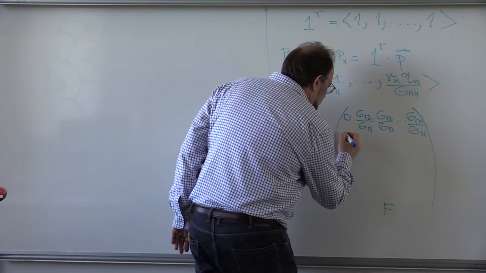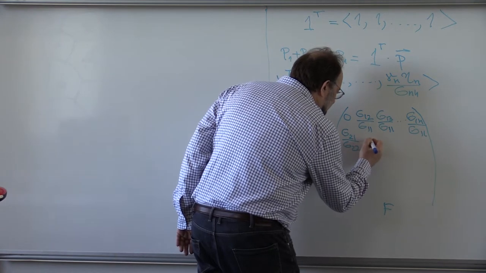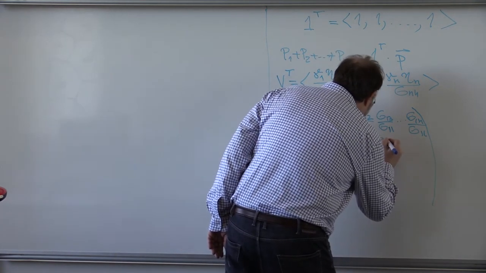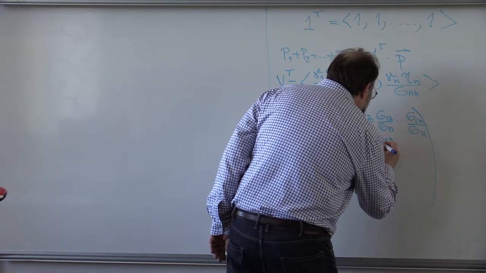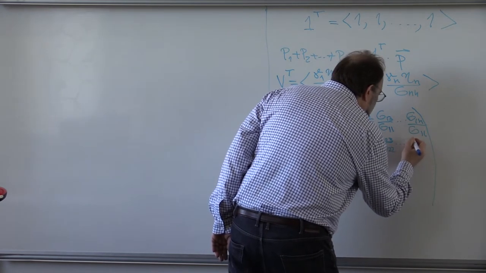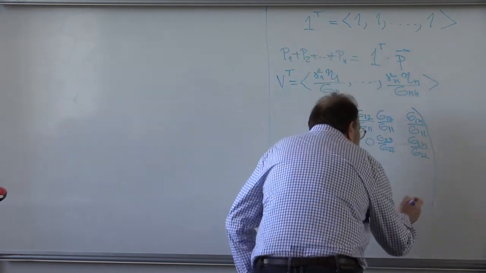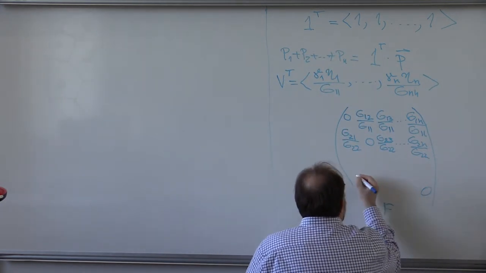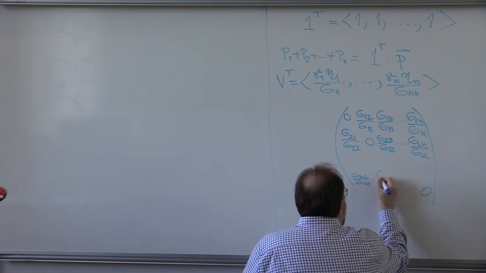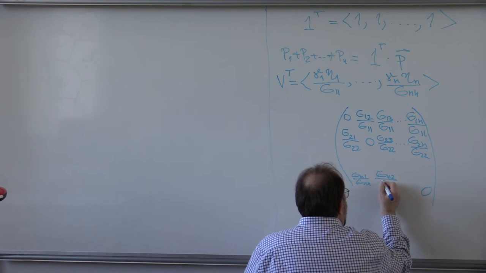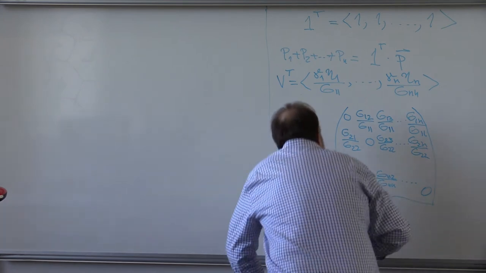Then the second row is G 2 1 divided by G 2 2, and then a zero, and then, let me not make a mistake, G 2 3 divided by G 2 2, G 2 n divided by G 2 2, and you get the idea. Here at the end we have 0 at the end, and we have G n 1, G n n, G n 2, G n n, and so forth. So this will be our matrix F.